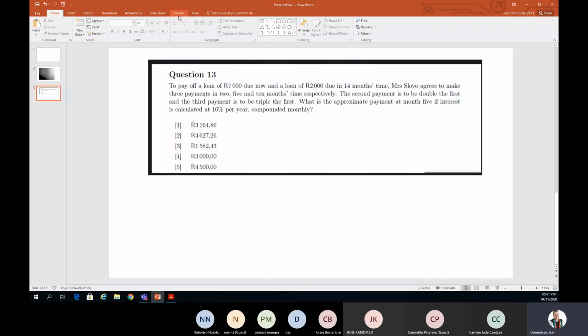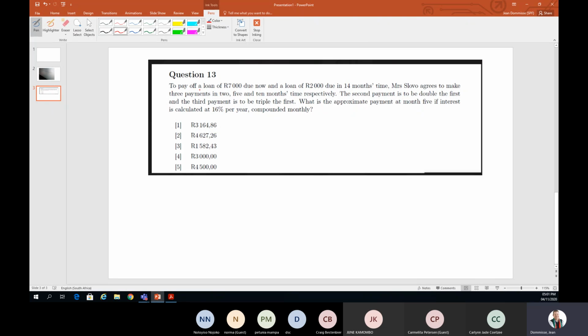So let's look at what information they give us. To pay off a loan of 7,000 due now and a loan of 2,000 due in 14 months' time, the borrower agrees to make 3 payments. Oh, okay, I hate this one, just because it's such a long process.